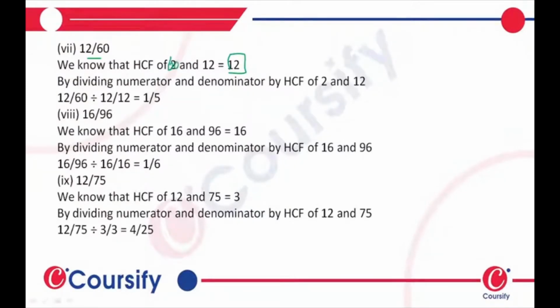60 and 12 equal to 12. So by dividing the numerator and denominator by the HCF of 60 and 12, which is 12, we get 12 by 60 divided by 12 by 12, which is equal to 1 by 5. Okay, that's the answer.